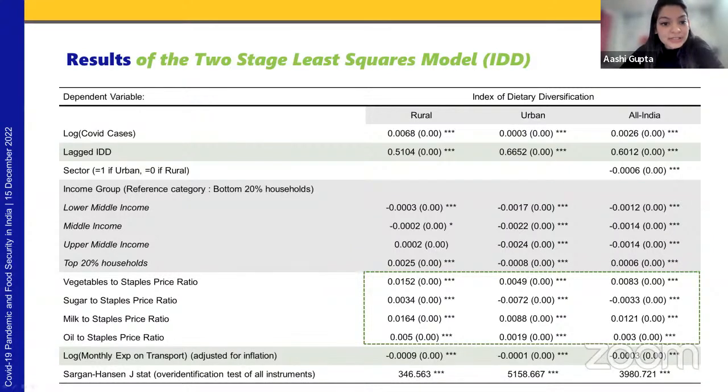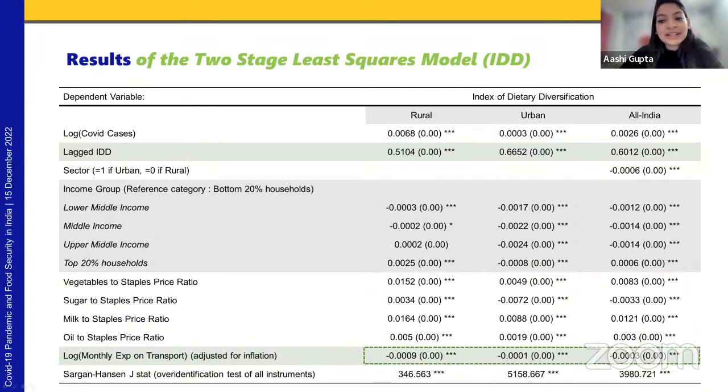The fourth major result is that we get a positive coefficient of relative price of vegetables, milk, and oil. So as these prices increase, dietary diversity reduces. This is very much in line with the law of demand that states that as the price of a good increases, its quantity demanded reduces. The exception is that of sugar in the urban sample.